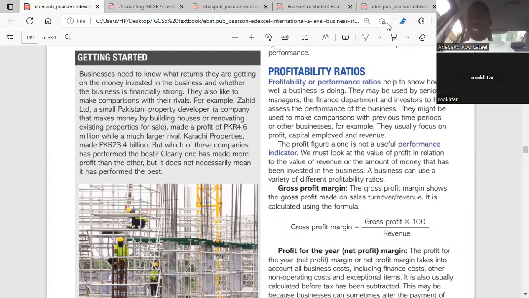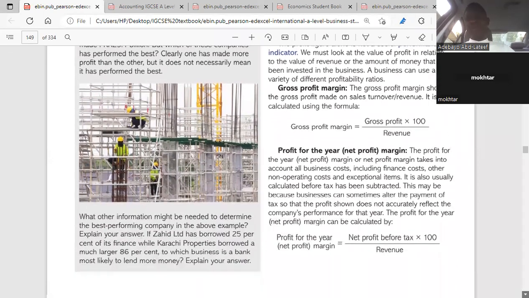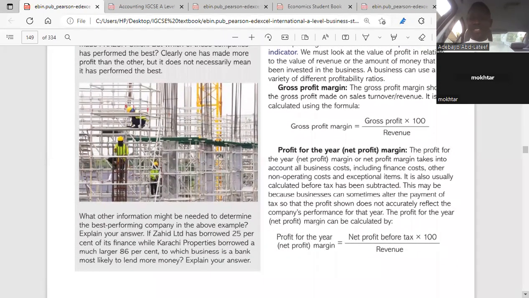So how do we calculate the profitability ratio of a company? We can calculate it through the gross profit margin or the net profit margin. We start with the gross profit margin. The gross profit margin is your gross profit multiplied by 100 divided by revenue. How do you get your gross profit? Your gross profit is your revenue minus your cost of sales. Then to get your gross profit margin, it is gross profit multiplied by 100 divided by the revenue.